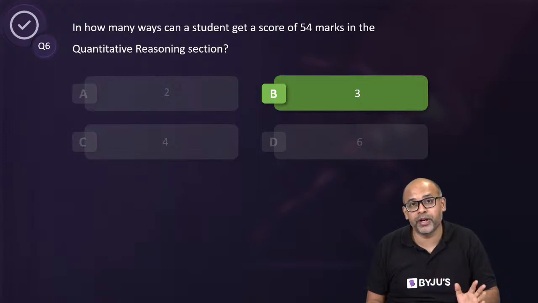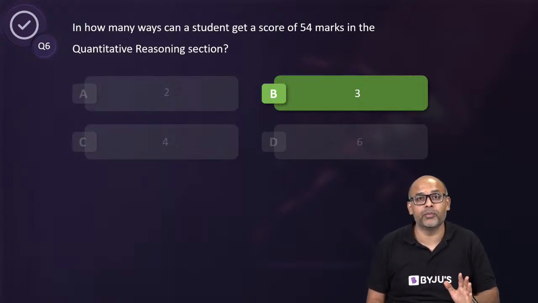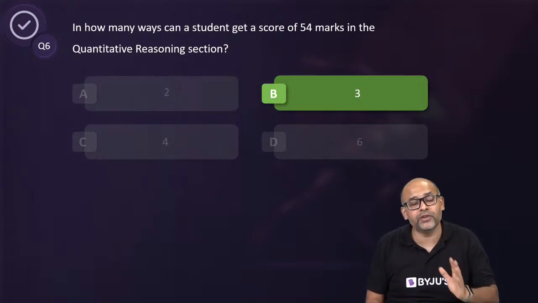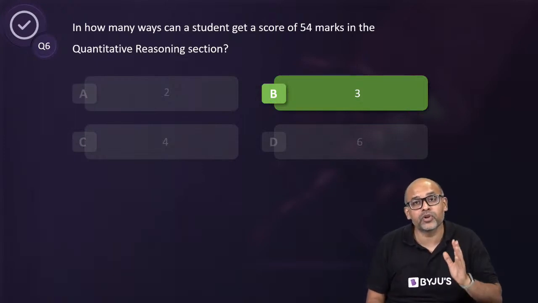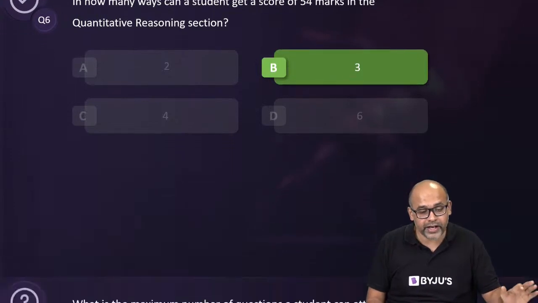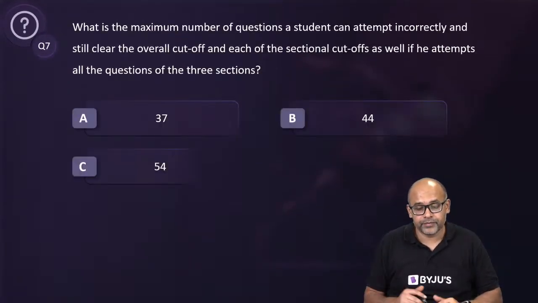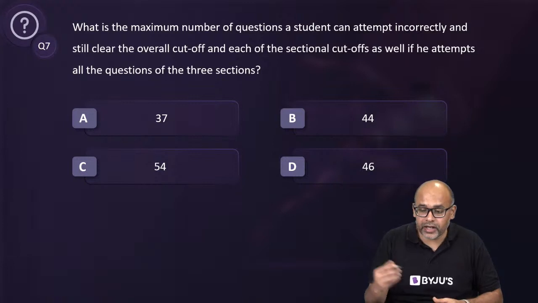It is not your preparation, it is not your caliber that is a problem. It is your nerves which are a problem. Right? So please try to stay calm. That will help you solve questions better. Anyway, let's move on, guys. Question number 7. This is a good one. Try it out. I'll give you 2 minutes again.